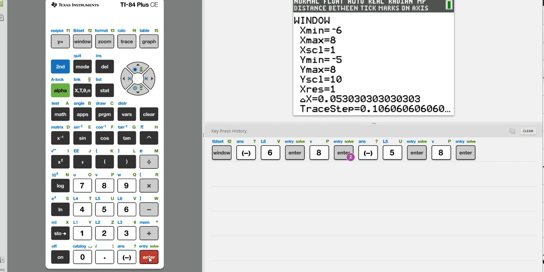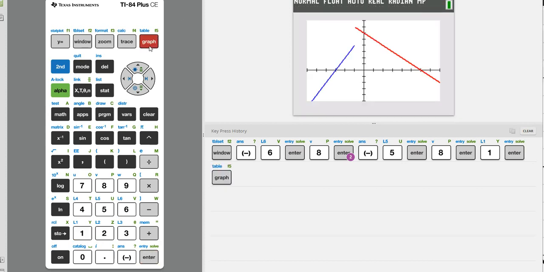I probably don't want to leave y scale at 10. Let me make it a 1 or a 2. I don't know, what do you want? 1 or 2? 1. All right, 1. 1 is fun. And there's your graph. Bingo. I did y scale and x scale. The scale doesn't matter so much, just as long as you understand what those tick marks represent.